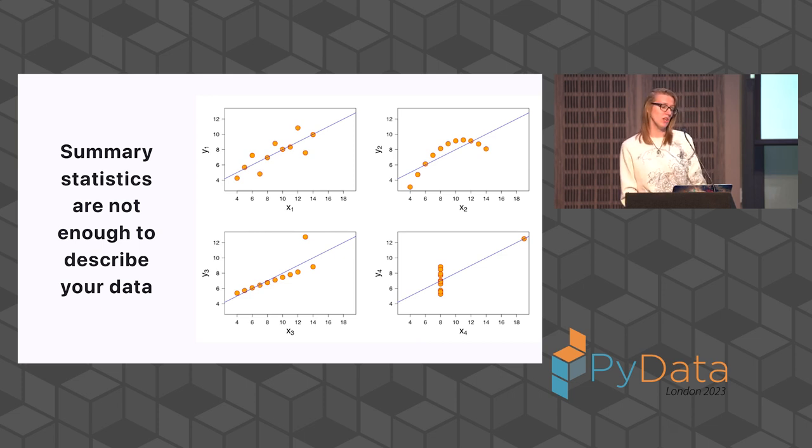Summary statistics are not enough to describe the data. And an effective tool to demonstrate that is the Anscombe Quartet. It is a set of data sets, as you can see here, four different data sets that produce the exact same summary statistics. That means the mean, median, standard deviation, correlation, which could lead you to believe that these data sets are identical. Whereas if you visualize them, as you can see, they're very different.